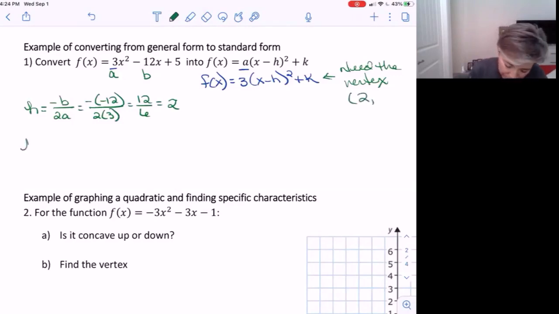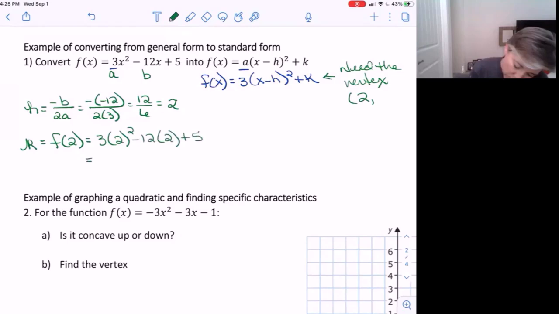Now we have to find the k. So that means the output value. So we're going to plug in that 2 into our original function. So we get 3 times 2 squared minus 12 times 2 plus 5. 4 times 3 is 12. 12 times 2 is 24, plus 5. I believe that gives us a negative 7.